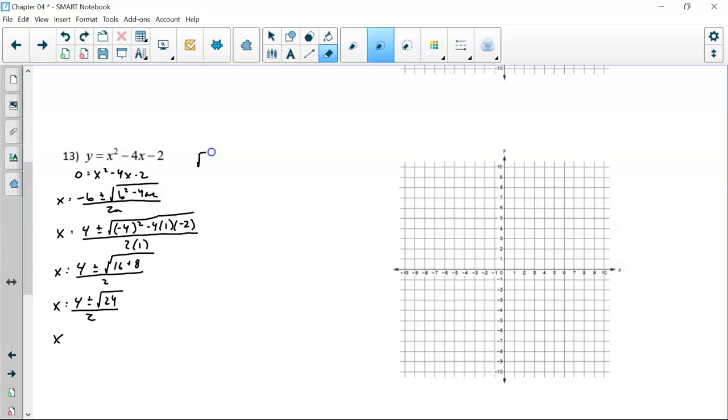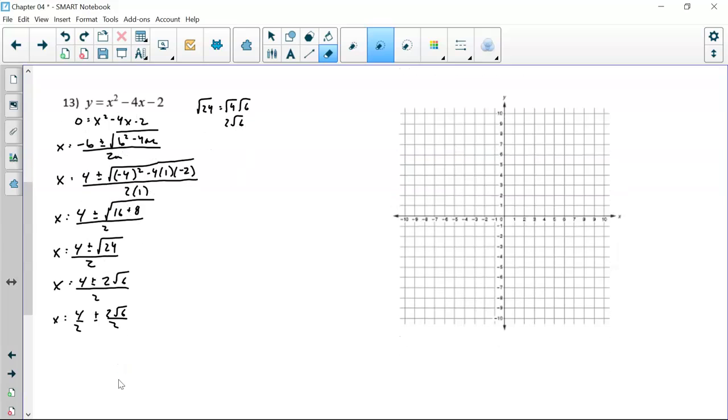So when we simplify the square root of 24, that's the square root of 4 and the square root of 6, so it's 2 square root of 6. So x equals 4 plus or minus 2 square root of 6, all divided by 2. So we're going to split them up. x equals 4 over 2 plus or minus 2 square root of 6 over 2. So x equals 2 plus or minus the square root of 6. So now, what that gave us is that our x-intercepts are at (2 plus the square root of 6, 0) and (2 minus the square root of 6, 0).